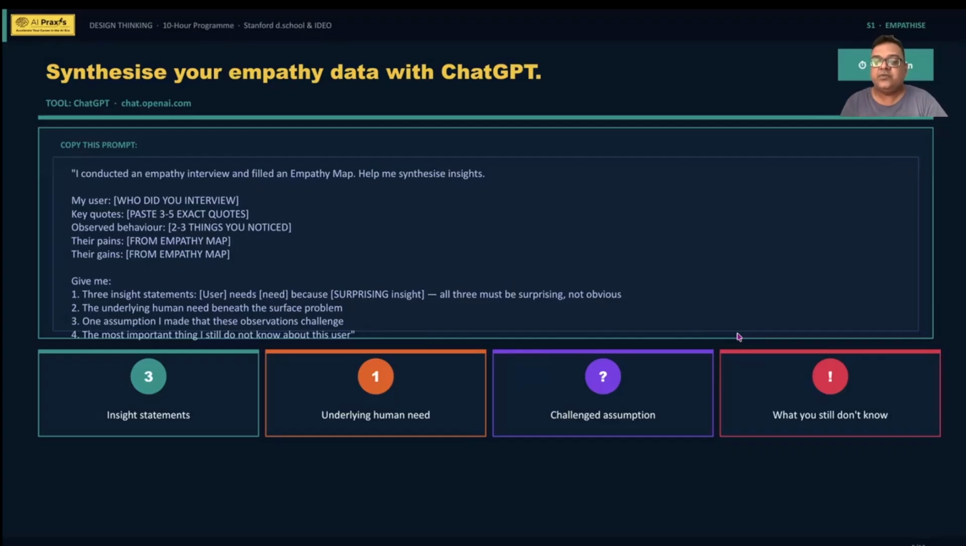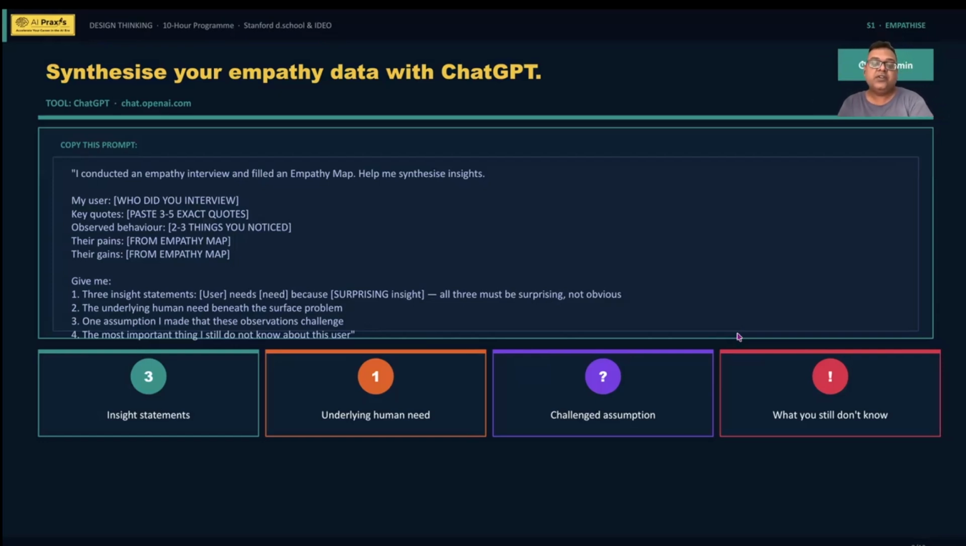And this is one of my favorite questions. Before every interview, we all have assumptions. Maybe you assumed students struggle because they don't manage time well. But after the interview, you discover they're actually afraid of asking questions in class. So the fourth one is what do you still not know? And this is incredibly valuable because good designers don't stop after one interview. They identify gaps, because design thinking is an iterative process. Understanding will actually grow with every conversation.